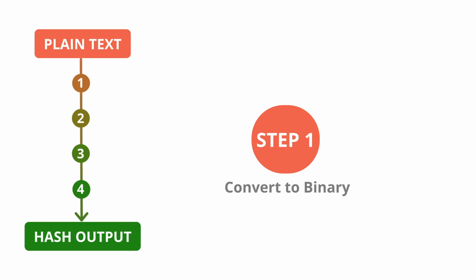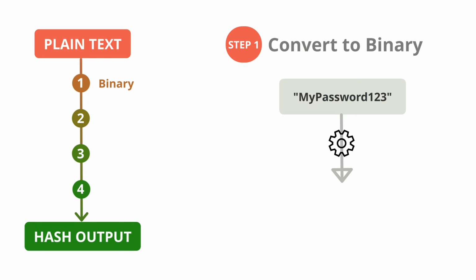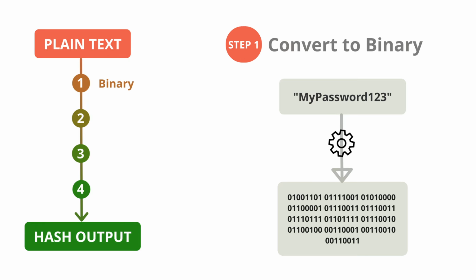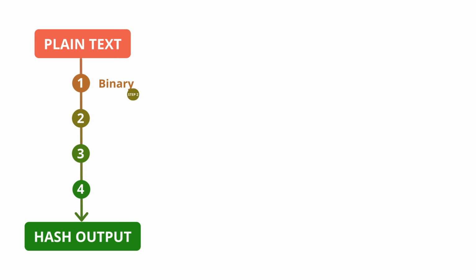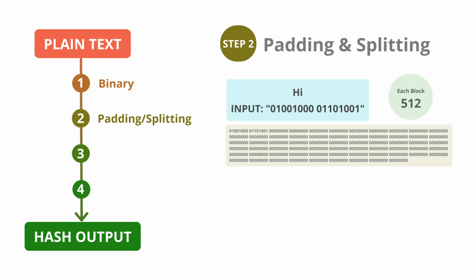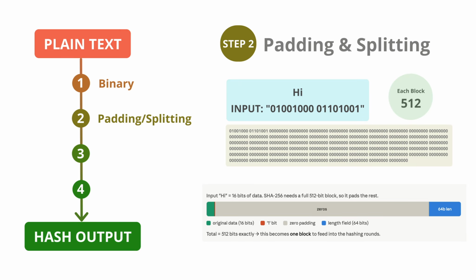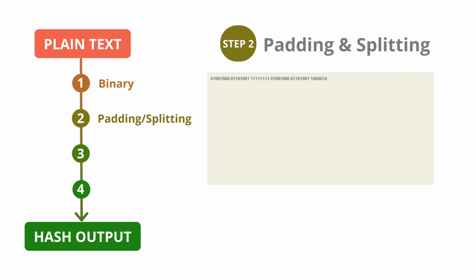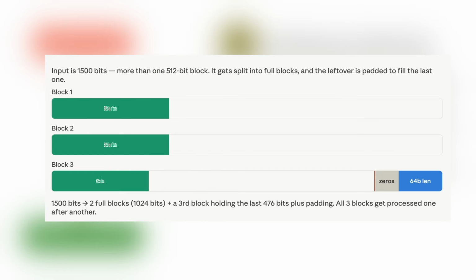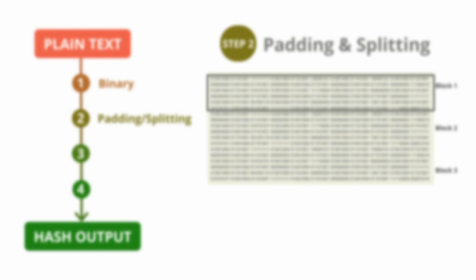The first thing the hashing algorithm does is convert your input into binary, a sequence of zeros and ones, because computers process only binary, not raw text characters. Then, if the input is too short, the algorithm adds padding bits, so the data fits the required block size. For SHA-256, each processing block is 512 bits. If your input is larger than one block, it simply splits the data into multiple 512-bit blocks.